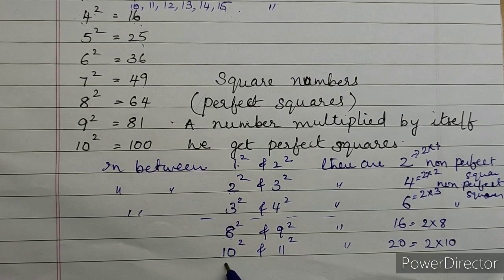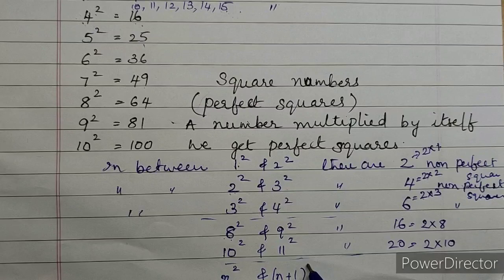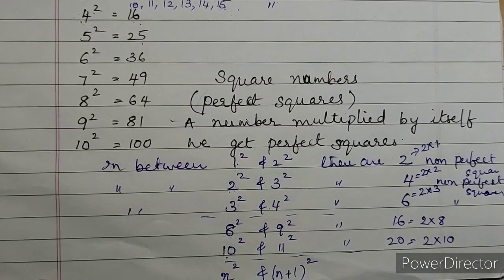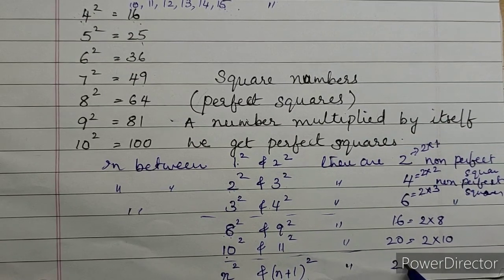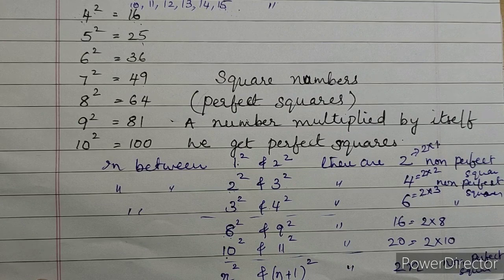Or in general, if in between n square and (n plus 1) square, I told you, you should take consecutive numbers like 10, 11, 8, 9, 3, 4, 2, 3. Continuous numbers you should take. So in between n square and (n plus 1) whole square, how many numbers will be there? 2 into n, that is 2n non-perfect square numbers will be there. So this is the formula to find the number of non-perfect square numbers in between two consecutive square numbers.